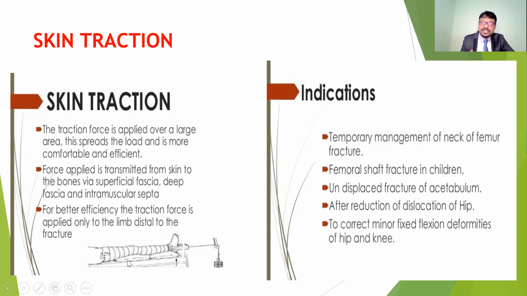Where they get the fracture, in this case, intracapsular fractures, which most commonly occur in old age people. In the case of tractions, the force applied is transmitted from the skin to the bone via the superficial fascia, deep fascia, and also intramuscular septa. So the traction goes from the skin to the bone via the fascia. These are the main mechanism of skin traction.